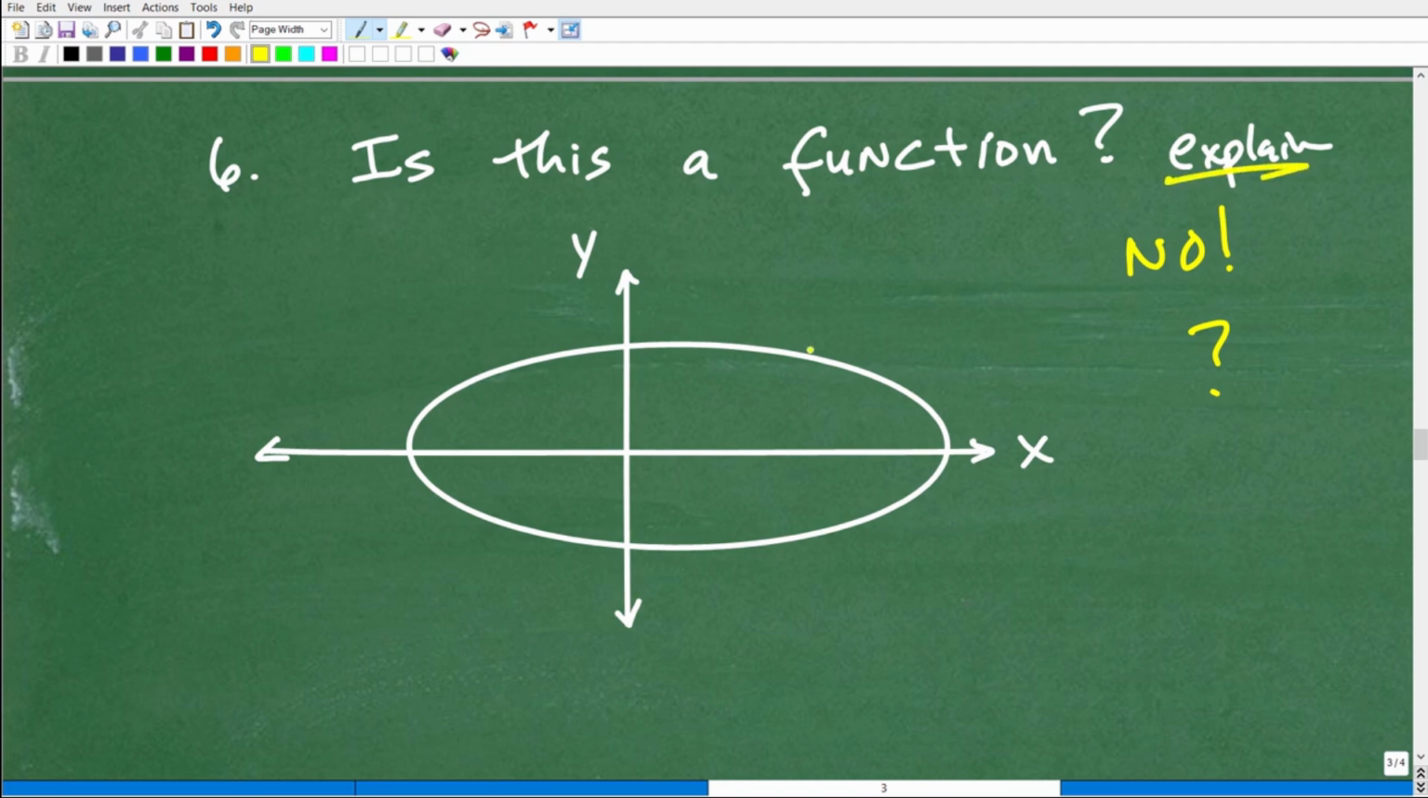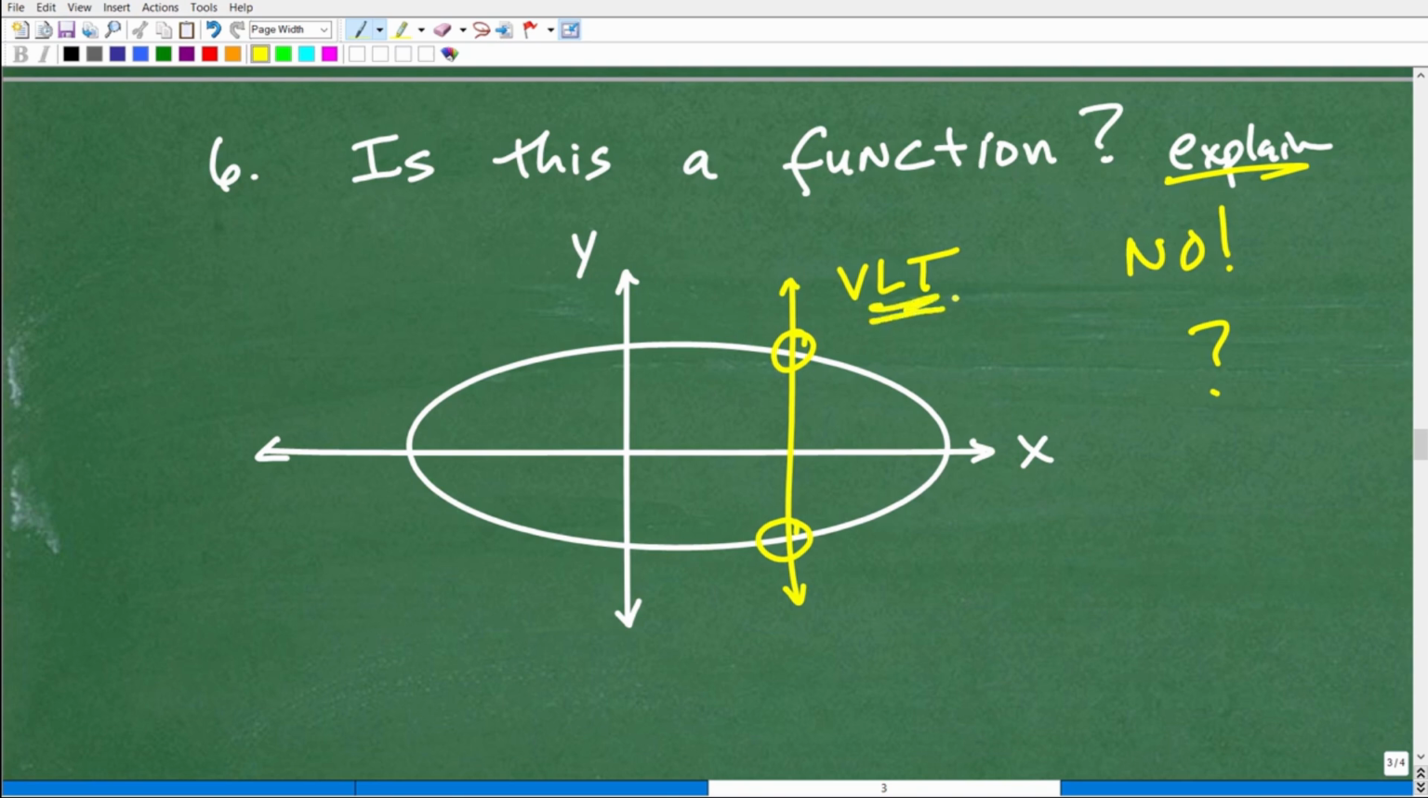So how can you justify this? The easiest way is to use the vertical line test, the VLT. The vertical line test is an excellent test to test any graph to see if that graph in fact represents a function. And the way it works is this: if I draw a vertical line and it crosses through the graph more than once, it fails the vertical line test, meaning that it is not a function.